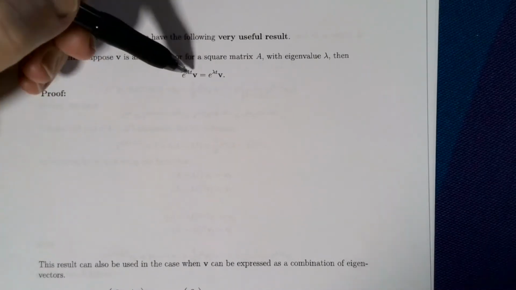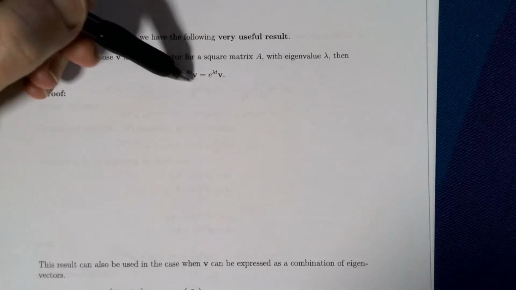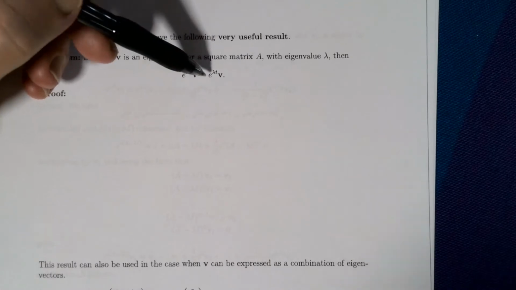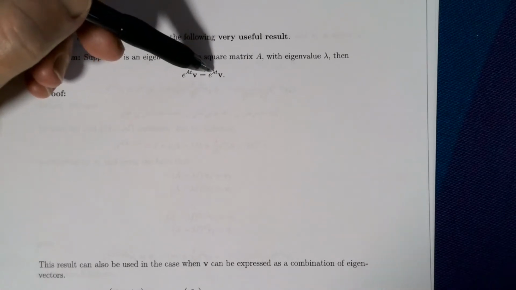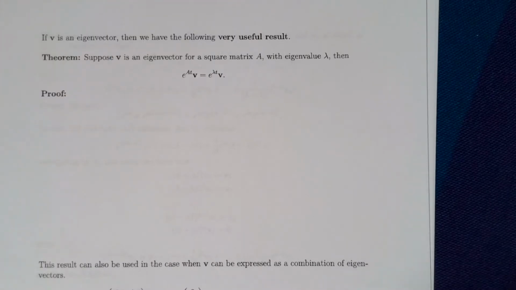So when you multiply e to the At times an eigenvector, look at what you get. You just get e to the lambda t, where lambda is the corresponding eigenvalue, times the eigenvector you started with. That is beautifully simple. And it's worth seeing a proof of this. The proof is fairly straightforward and quite instructive, so it's worth actually going through it.